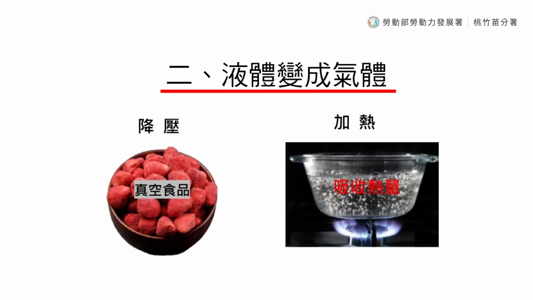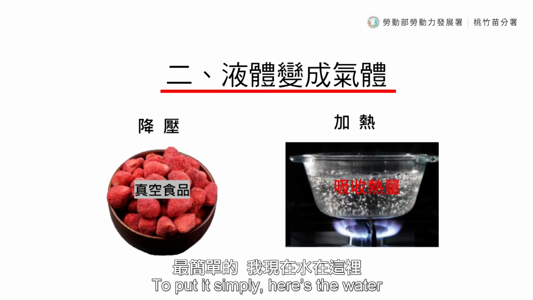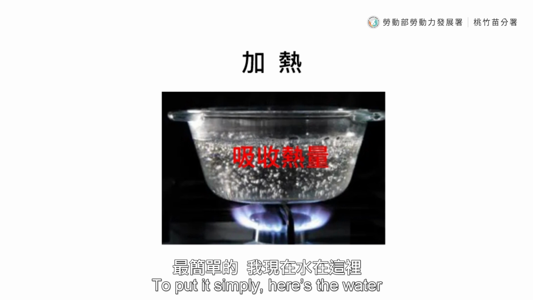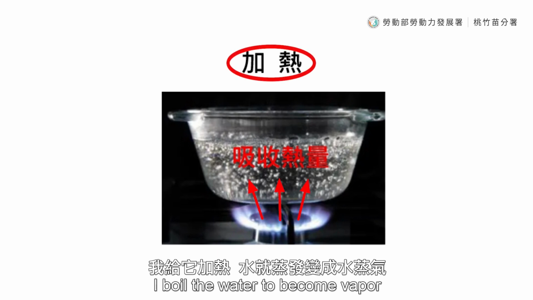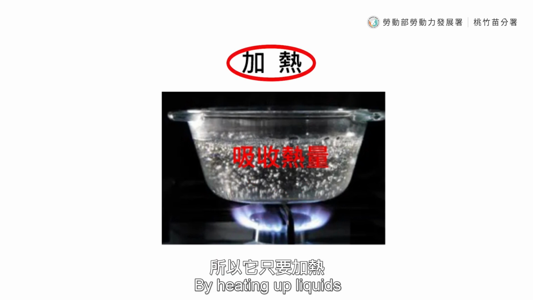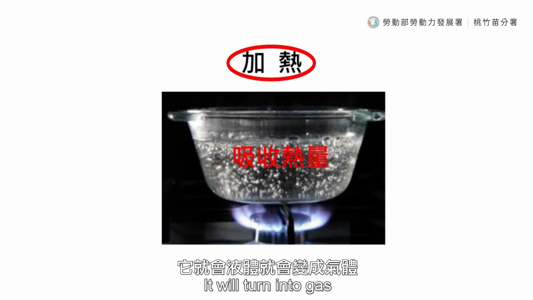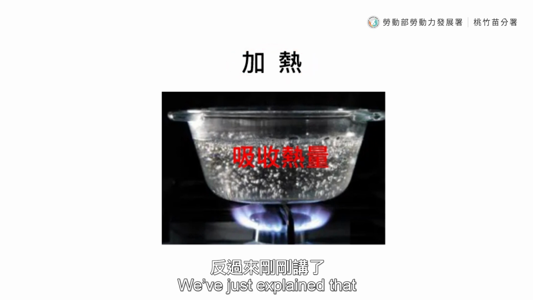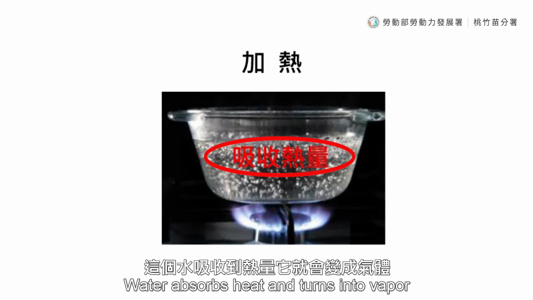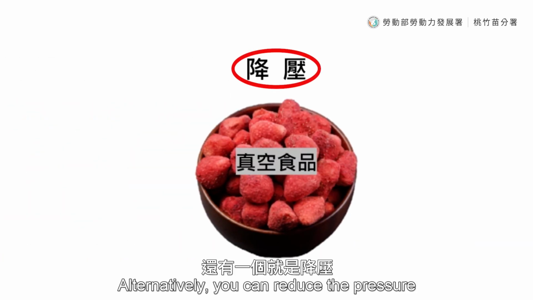The second principle, how does liquid turn into gas? To put it simply, here's the water. I boil the water to become vapor. By heating up the liquids, it will turn into gas. We've just explained that water absorbs heat and turns into vapor. Alternatively, you can reduce the pressure.